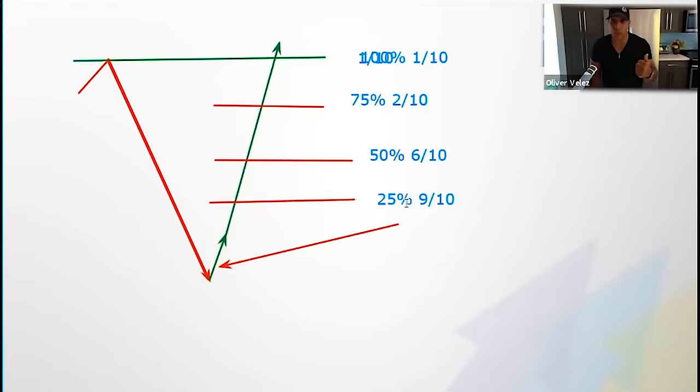100%? Going after the 1 out of 10? Going after the 75%? Going after 50? No. He lives in that 25% move back up. 25% move back up. Boom, boom, boom. 9 times out of every 10, you're going to get that 25% move back up. And so that's what scalping is.